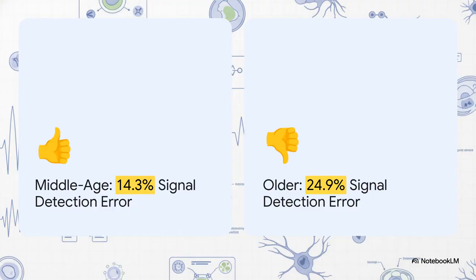This reduction in neural activity directly impacted the circuit's ability to process information. The signal detection error, which measures the overlap between baseline noise and the signal response, increased from 14.3% in the middle-age model to 24.9% in the older one. This indicates the aged circuit is less effective at distinguishing a meaningful signal from background neural noise.